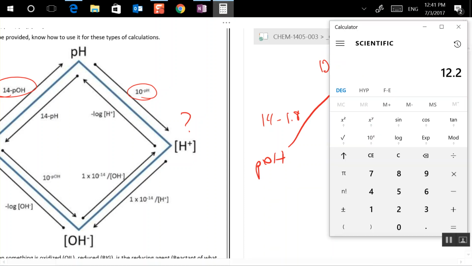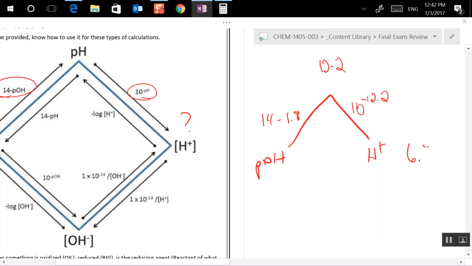Okay? And then we're going to say, whoops, clear. My calculator is different than your guys's. 12.2. I don't even know how to use this very well. There we go. Negative 10 to the x. Okay? And I get 6.3 times 10 to the negative 13.